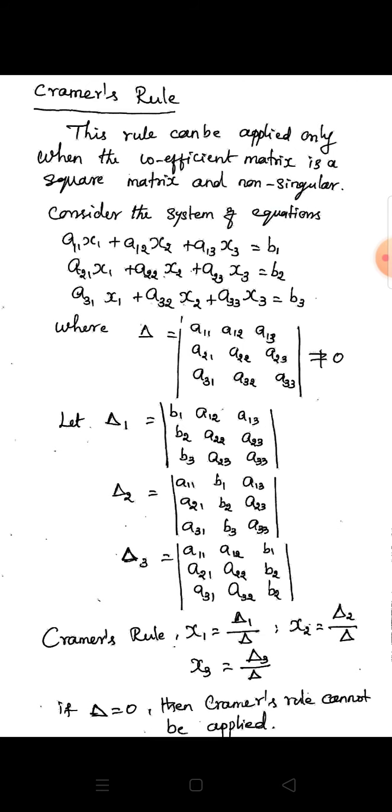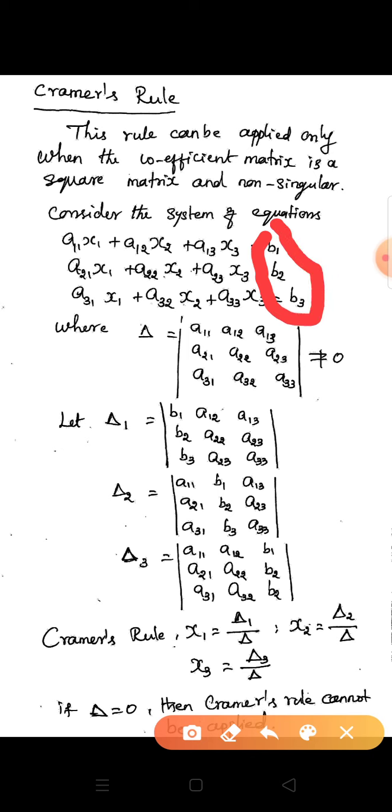Now, we are going to take delta 1. How do you write delta 1? Here, the first column is replaced by b1, b2, b3. The first column a11, a21, a31, the three elements, are replaced by the three elements b1, b2, b3. For the second column and third column, there is no change. This is called delta 1.